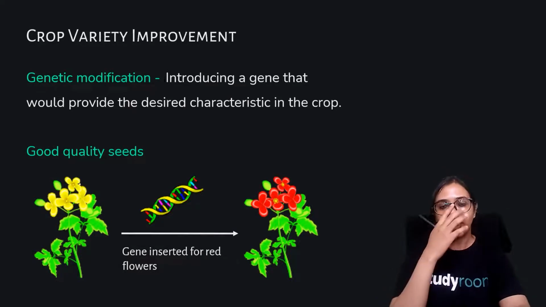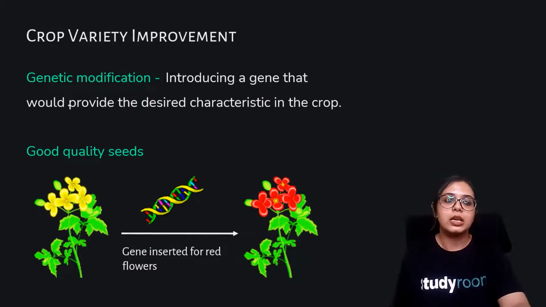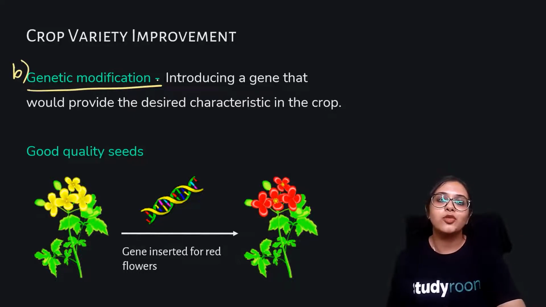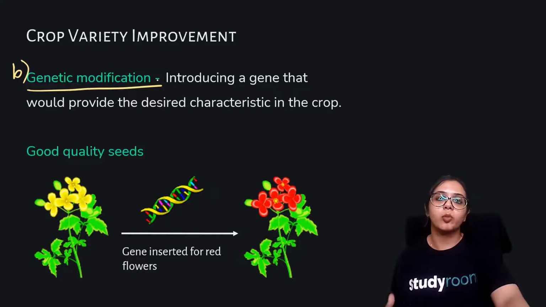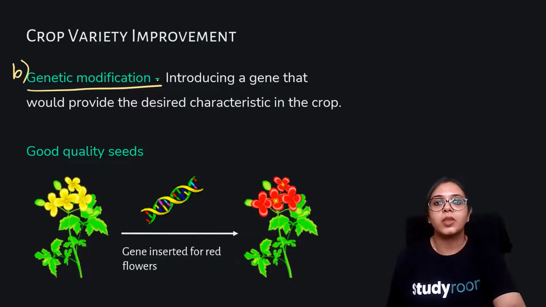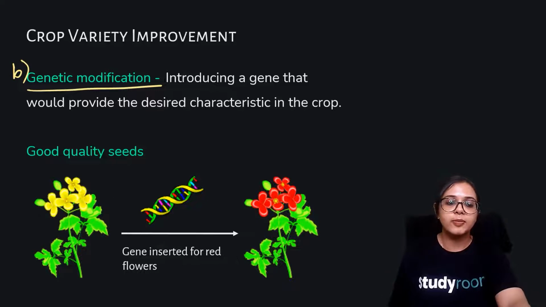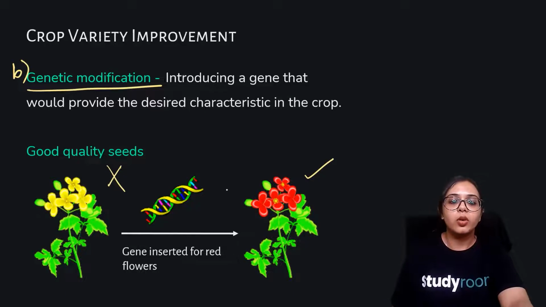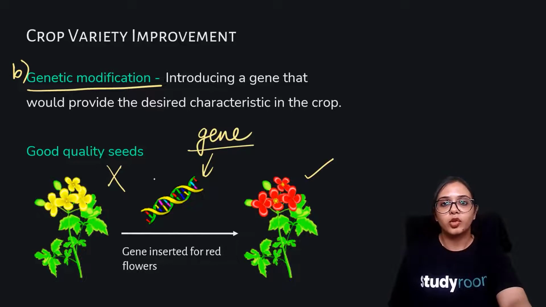Another way we can improve crop variety is through genetic modification. This means we are introducing a gene that will provide the desired characteristic in the crop. Say we don't want to mix the crop with another genetically dissimilar plant, but we just want to ensure that plant is producing something which it was earlier not producing. For example, over here we want this plant to produce red flowers and not yellow flowers. So we are only introducing that specific gene that is responsible for the production of red flowers.